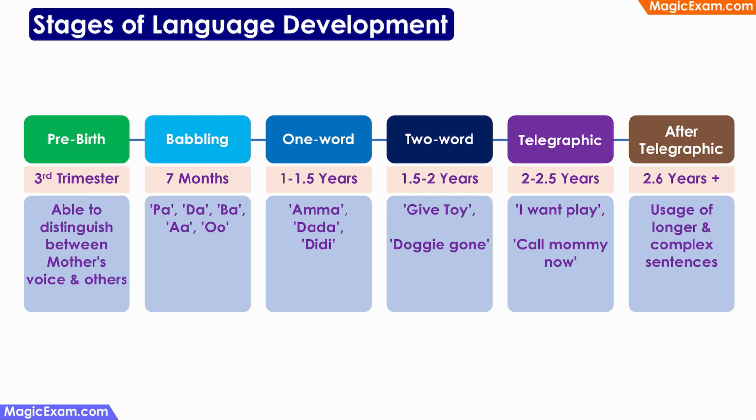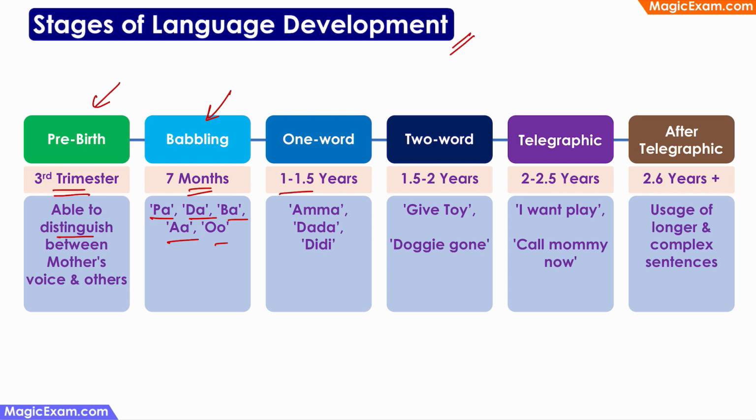Next, let us look at the stages of language development in children. The first stage starts even before birth, that is pre-birth, because at around the third trimester, children still in the mother's womb are able to distinguish between their mother's voice and others. That is, they are able to recognize their mother's voice and react to it. 7 months after birth, children start babbling. That is, they start making sounds like pa, da, ba, a, u.